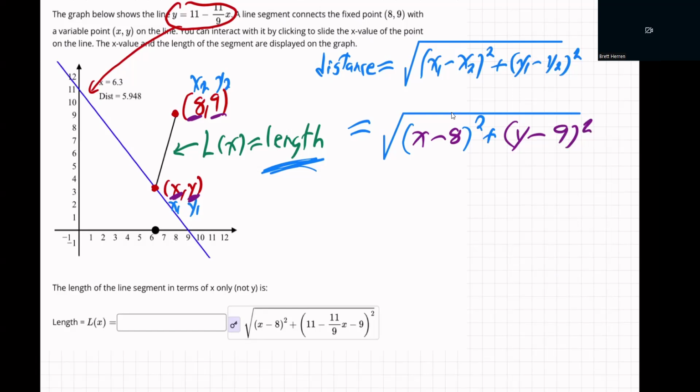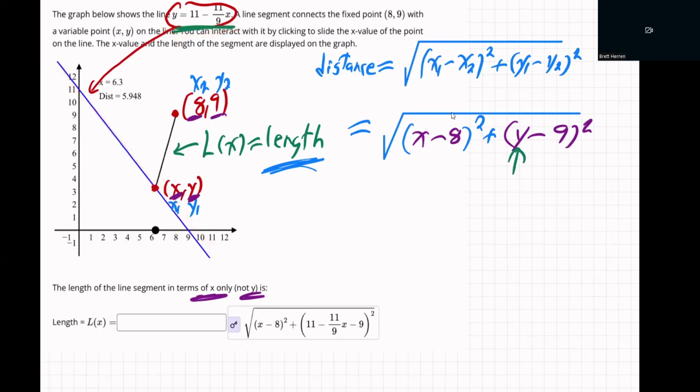Okay. So now you think, okay, good, we got it. Well, it says it wants it in terms of x only, not y. So we've got to plug something in for that y right there. What are we going to plug in? Well, obviously this equation right here, because when you're on this point, x y is on this line, which means his y coordinate is equal to 11 minus 11 ninths of his x coordinate. That's what it means. When you're on a graph, a line, a curve, any kind of graph, that means your x and y coordinates obey the equation of that line or curve or whatever. So that means I can plug right in there for y.